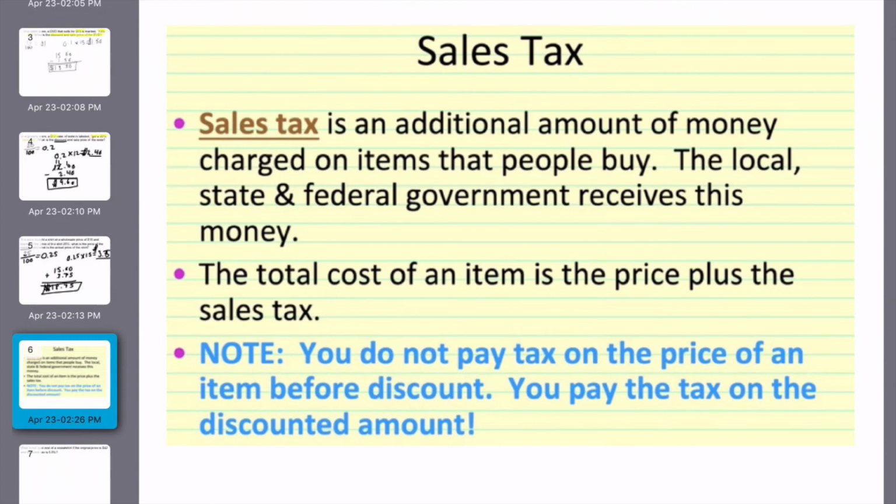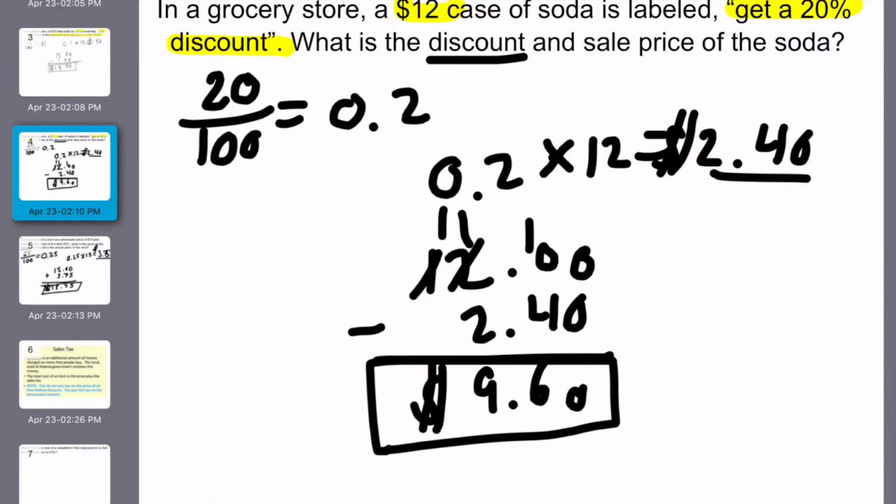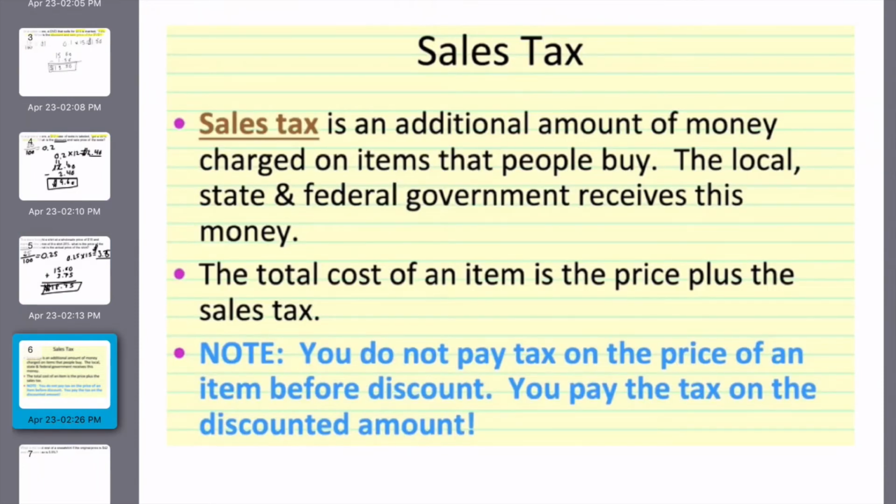So if we look at some of our original problems here, for the grocery store, for example, you're not paying the sales tax on that $12. You're paying the sales tax on that $9.60. Okay? You pay the tax on the discounted amount. So let's try an example where we are working with sales tax, shall we?